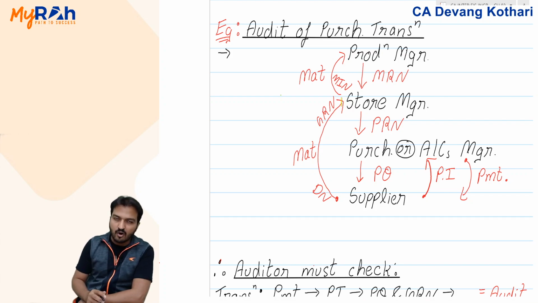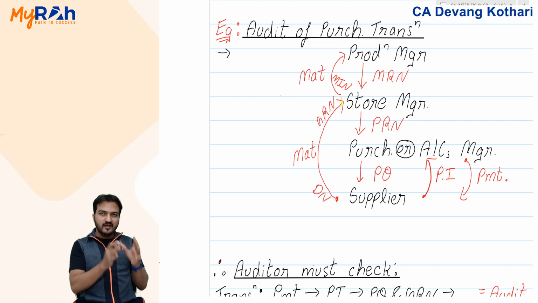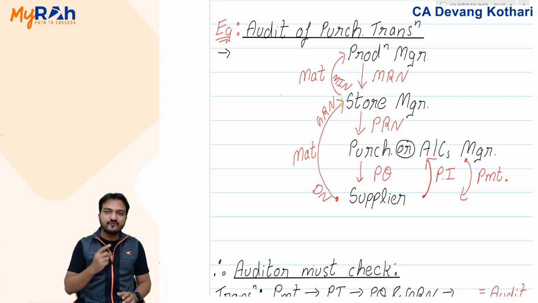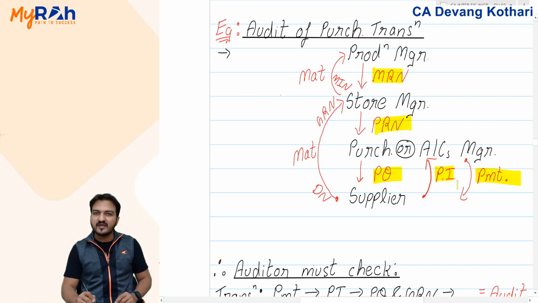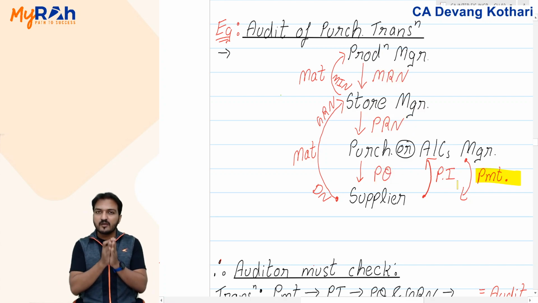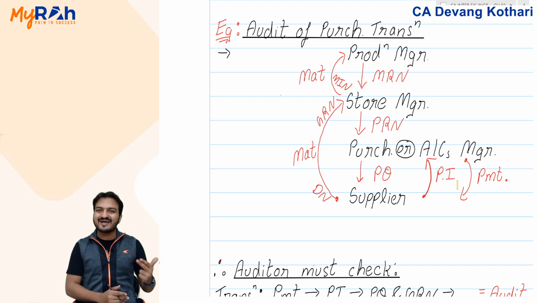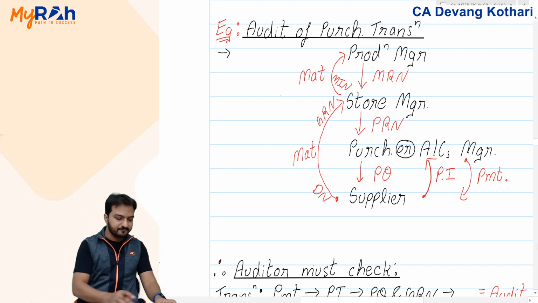Now, auditing in information systems says that instead of checking every single transaction, instead of checking each of these documents, IS audit says that you check the software. Remember, IS audit does not mean checking every transaction, rather it means checking the software.